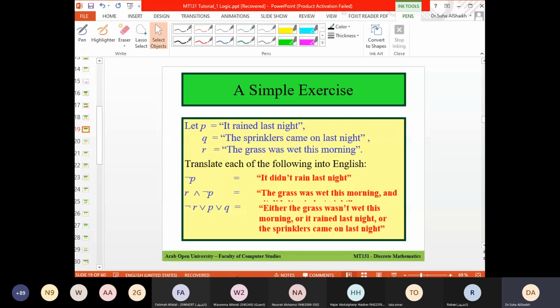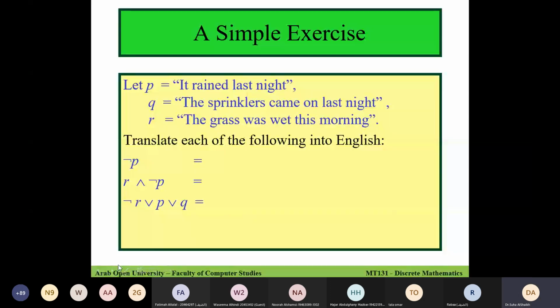Now, this is a simple exercise to show you what I talked to you about. I told you sometimes we have an English statement they want me to translate to a logical expression, and sometimes a logical expression they want me to translate to the English language. I'm gonna enlarge this. Just one second.